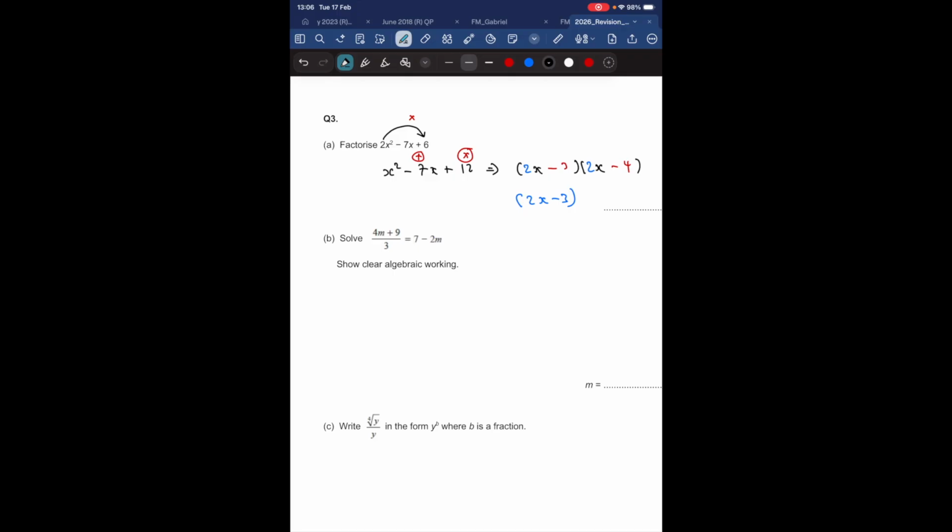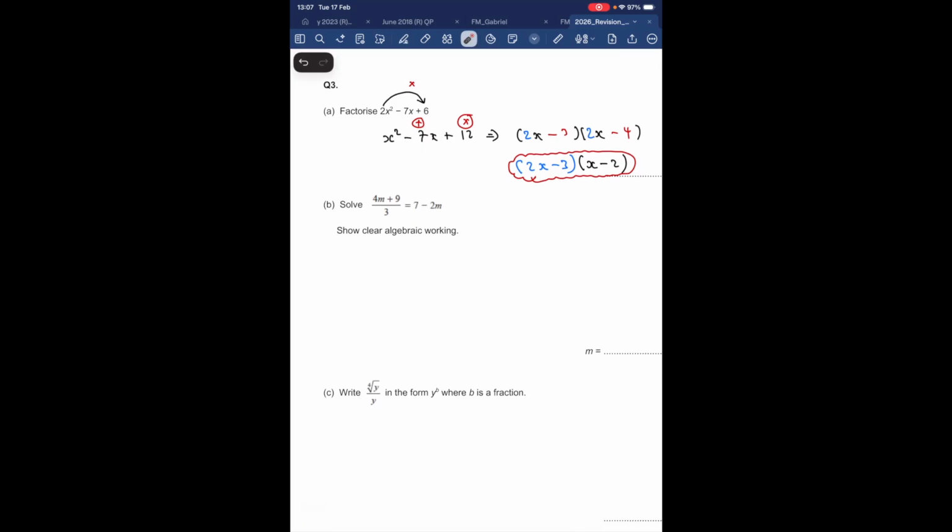If we look at the second bracket, there is a number that goes into 2 and 4. We can divide everything here by 2. So 2x divided by 2 will just give us x, and then minus 4 divided by 2 will give us minus 2. And what we end up with is our factorized expression, which in this case is just 2x minus 3 times x minus 2.